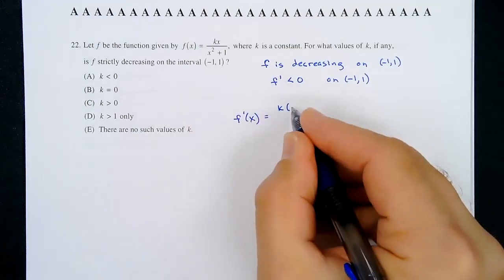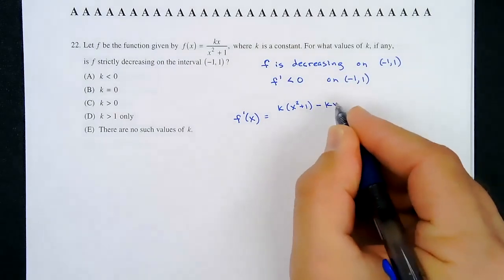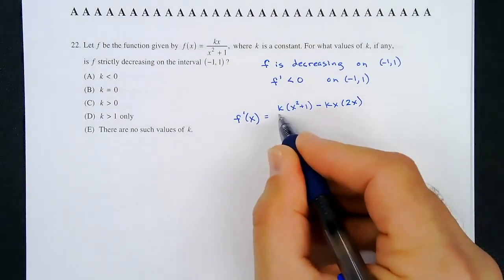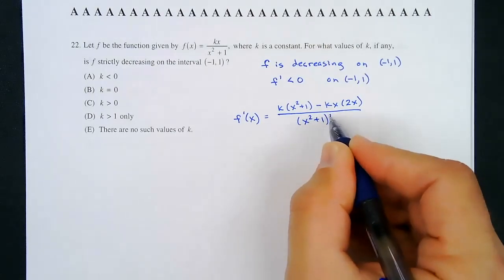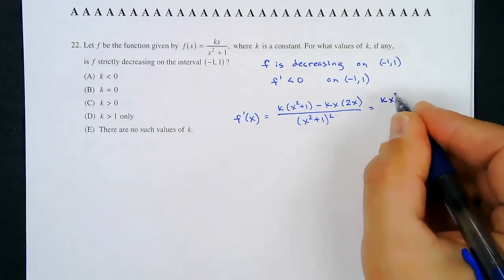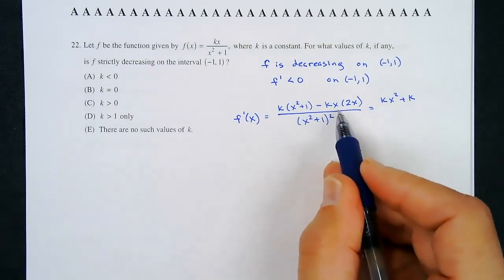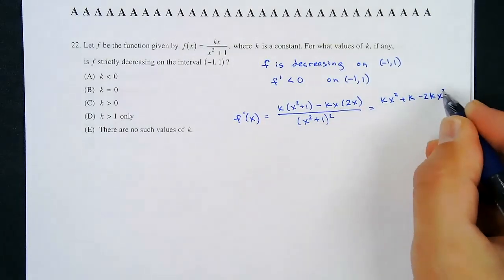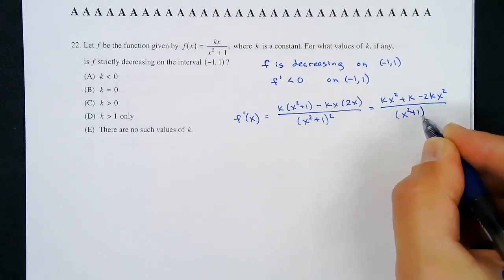times the bottom, which is x squared plus 1, minus the top, so kx, times the derivative of the bottom, which would be 2x plus 0, so just 2x, all over the denominator, which is x squared plus 1 squared. So I'm going to multiply this out, and this would be kx squared plus k, and then minus 2kx squared over x squared plus 1 squared.